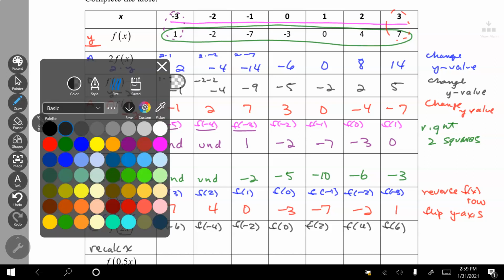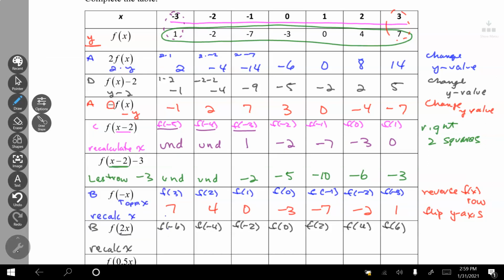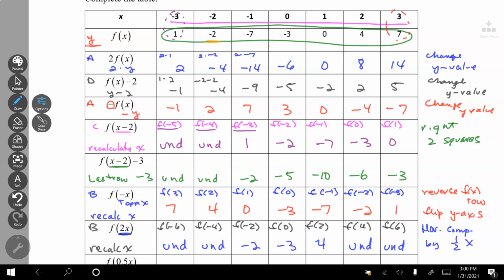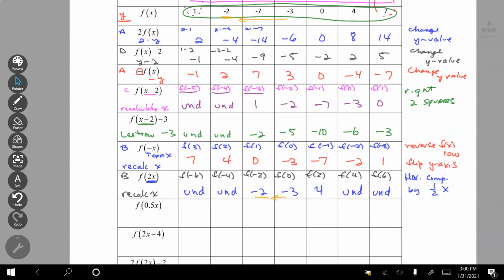So looking at all this, I'll do this in blue. F of -6, there's no -6, this is undefined. -4, still undefined. -2, that answer is -2. F of 0 is -3. F of 2, that answer is 4. And there are none of these. And if you go back, what does f of 2x do to it? It's a horizontal compression by a half of x. And these x's are half as much as they were before, because if we look carefully at the beginning of the table, -2 was 2 squares away from the center, and now -2 is only 1 square away from the center. The distance of the x's has been compressed in half, and so on and so forth.